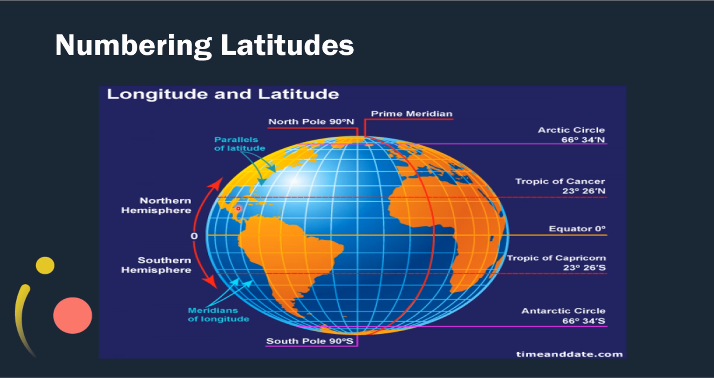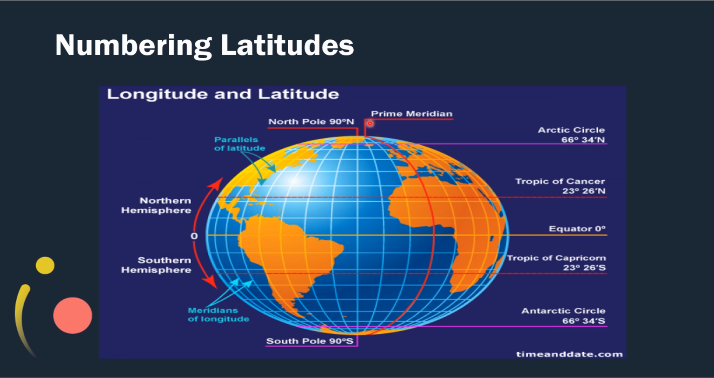Now, these are latitudes. Tropic of Cancer, Tropic of Capricorn, Antarctic Circle, Arctic Circle. These are latitudes. Why are these latitudes? Because they pass from east to west and these are horizontal lines, right? And horizontal lines are called latitudes.